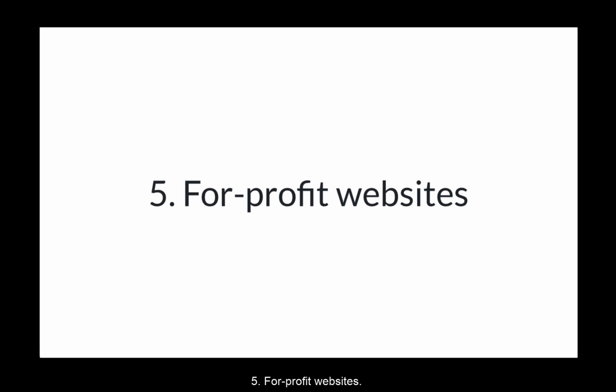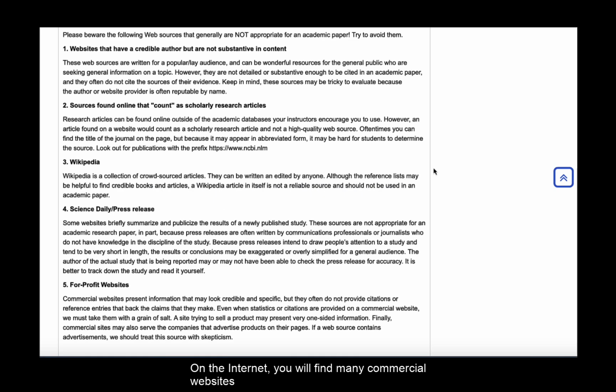5. For-profit websites. On the internet, you will find many commercial websites whose sole purpose is to get you to buy a product or service. They will often look very slick, but rarely back up claims they make with any evidence. They are biased and do not exist to educate, but rather to take your money.